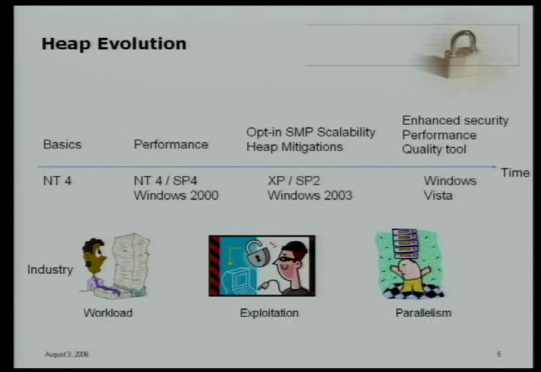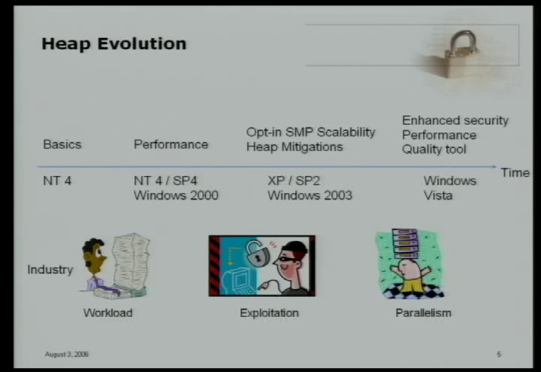So back to the basics. The first significant change in the heap management was during the NT4 Service Pack 4, when the heap look-asides were introduced to address performance issues. Later on, during XP and Server 2003, some performance problems were addressed with the low fragmentation heap, which is a new front-end heap management introduced back then. And I'm going to discuss a little bit what is the architecture for the low fragmentation heap.